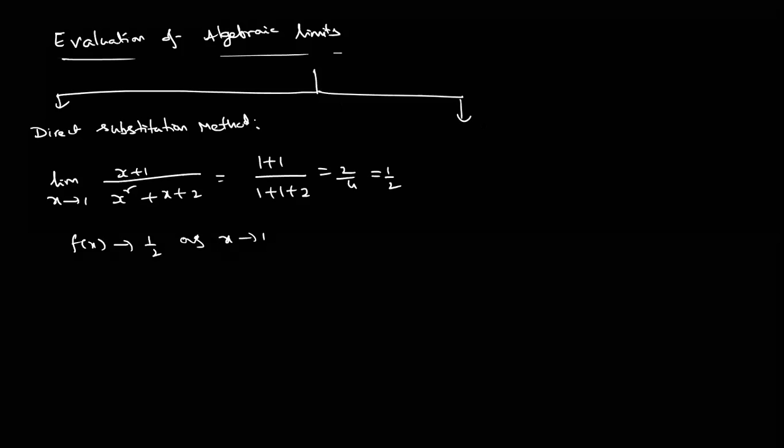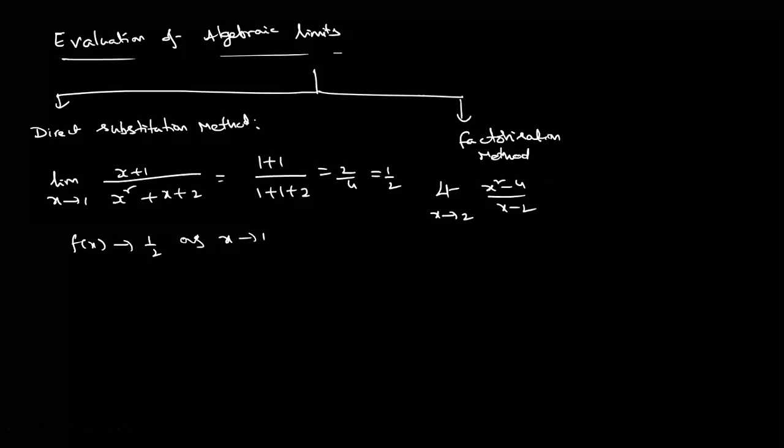Next one. Factorization method. What is the factorization method, dear students? See. Suppose the limit as x tends to 2, for example, of x square minus 4 by x minus 2. Directly putting x is equal to 2 means what here? It is not possible. What are you getting? 0 by 0 form is coming. So what do we do? We should factorize.